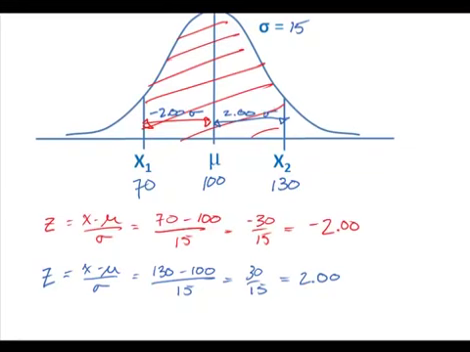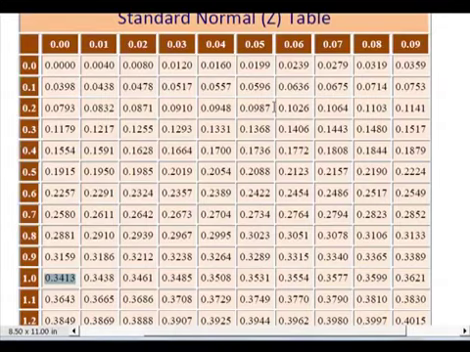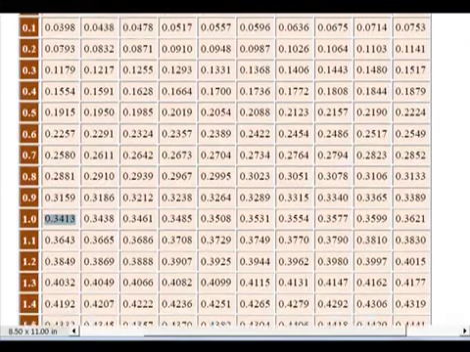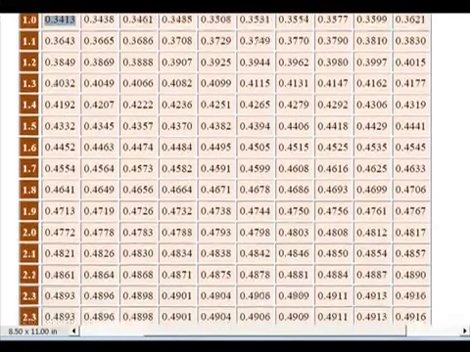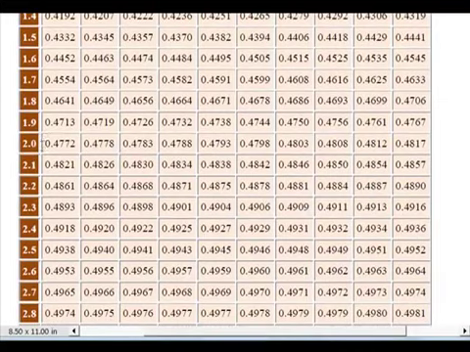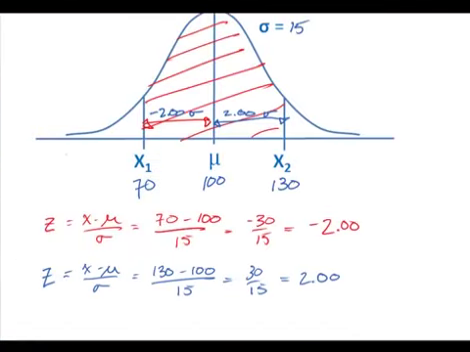So the distance from the mean to x is equal to 2.00 standard deviations. Again, if we look at the z table, now we scroll down to 2.00 and we see that we have an area of 0.4772. So this distance is 0.4772, and this distance is equal to 0.4772.